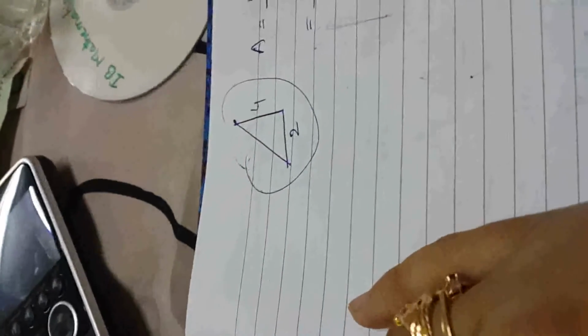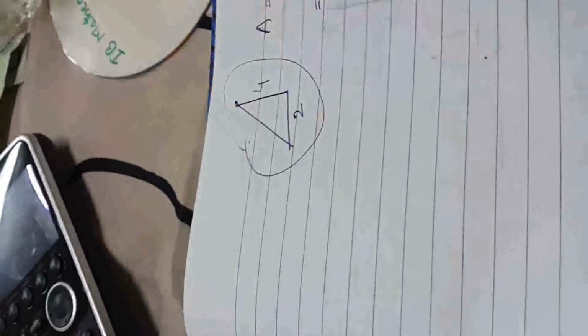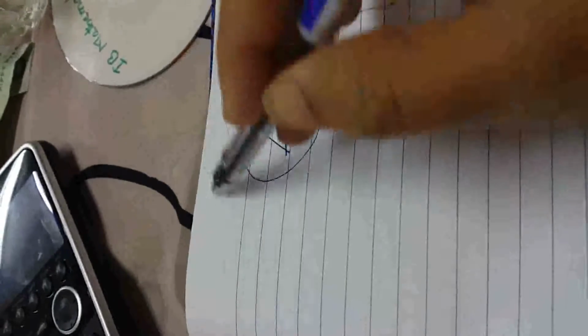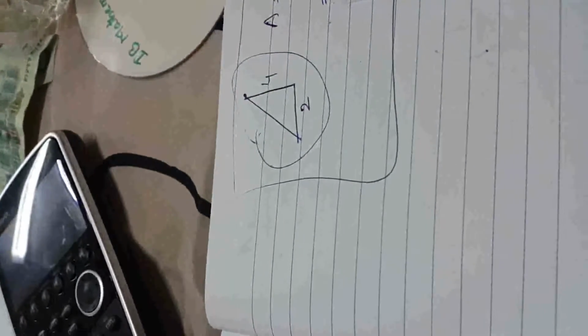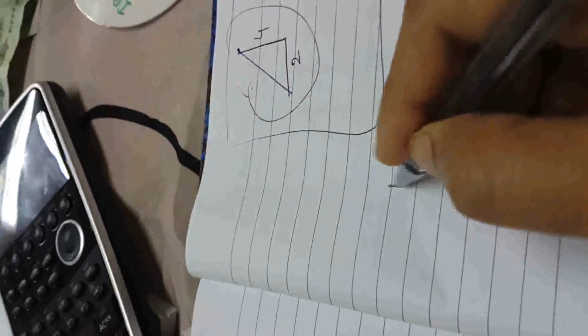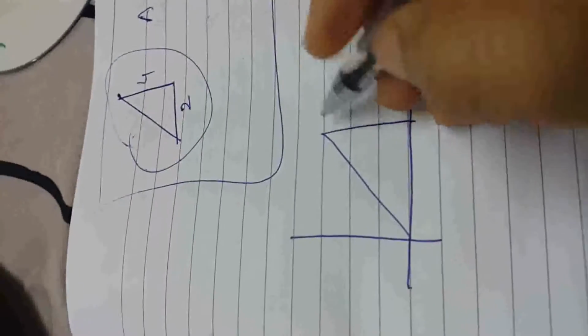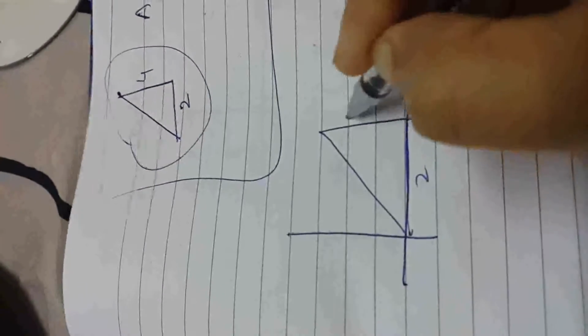Okay, now keeping this whole strategy, I will show you the verification of that claim, of that formula. Now on a Cartesian grid we will move this. This is your base 2, this is your height 4.